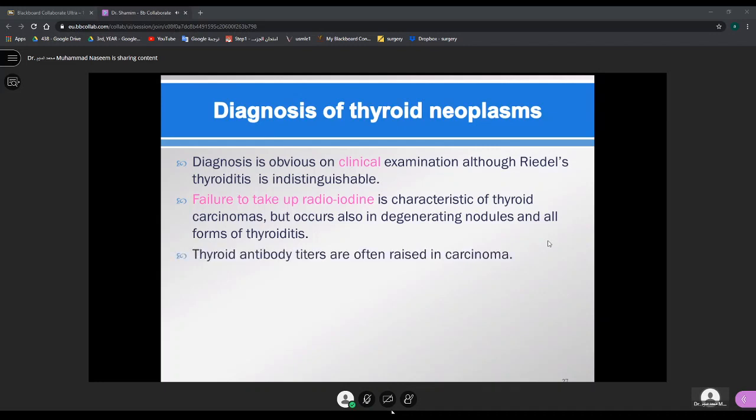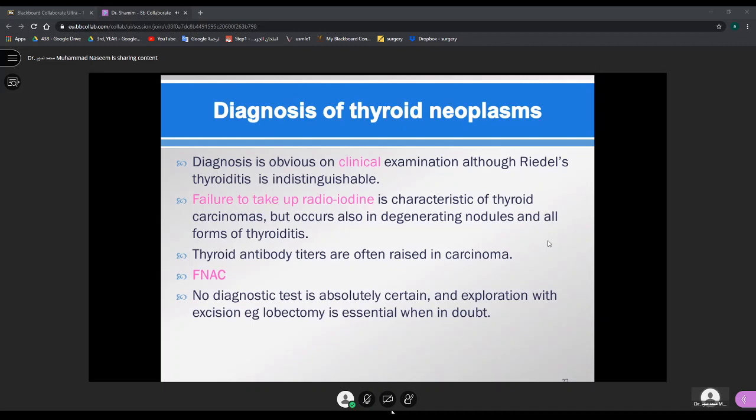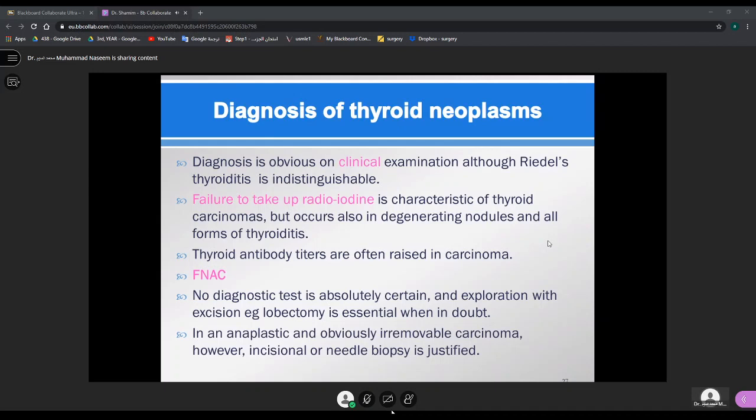Thyroid antibody titers are often raised in carcinoma. FNAC makes some histological differentiation possible, except for follicular. We can say no diagnostic test is absolutely certain, and exploration with excision, that is lobectomy, is essential when in doubt. In an anaplastic and obviously irremovable carcinoma, incisional or needle biopsy is justified. Otherwise, we tend to prefer FNA.